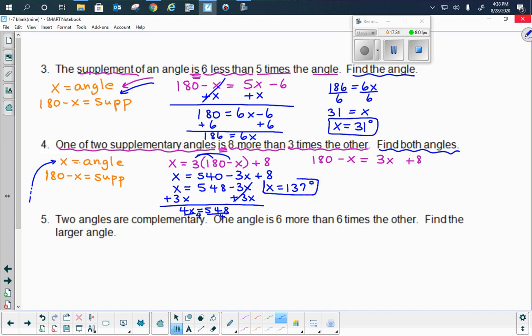That's one of them. And the other angle that I would be finding from here would be 180 minus x, or 180 minus 137, just filling in the x, which would give me 43 degrees. So on a quiz, if I asked you to find both angles, you would be telling me 137 degrees, comma 43 degrees. Those are the two angles.